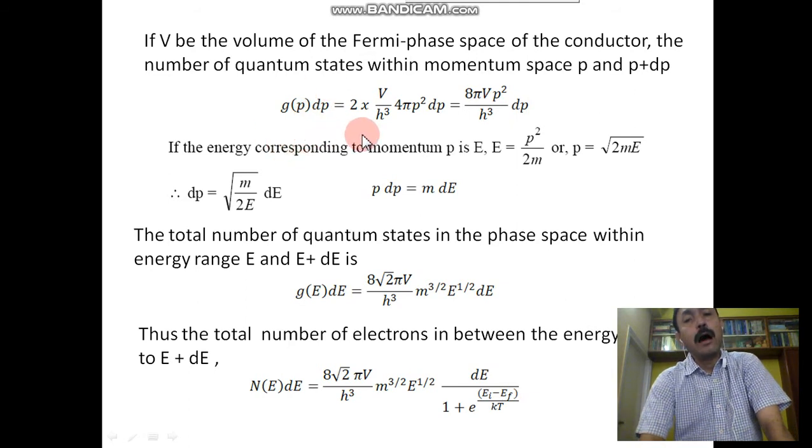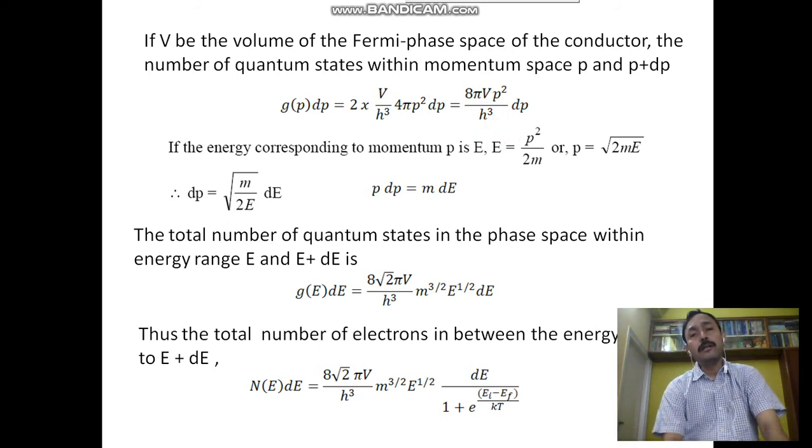This expression, how it comes, we have discussed in our previous lecture videos. So G(P)dP is the number of quantum states in between the momentum space P and P plus dP, and it is equal to 8 pi V P square by h cube dP. We have calculated it as V by h cube 4 pi P square dP, but the electron, proton, neutrons having two spins plus minus half, that's why we have multiplied this by 2. It becomes 8 pi V P square by h cube dP.